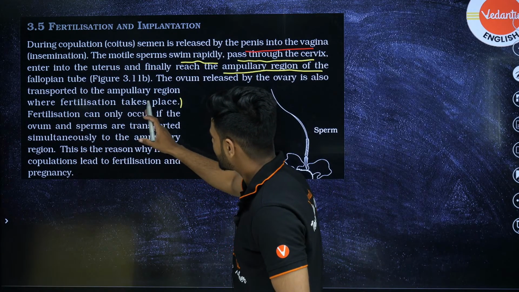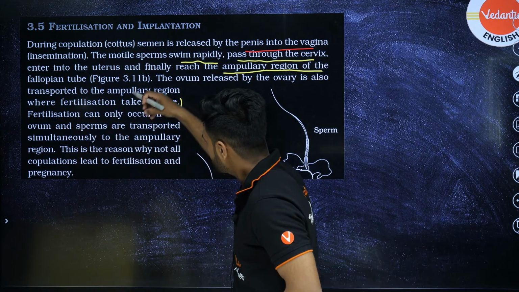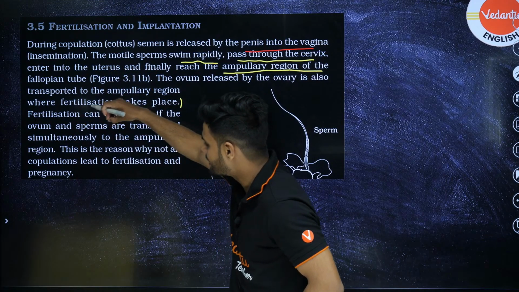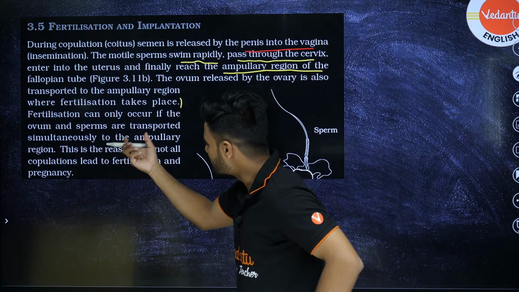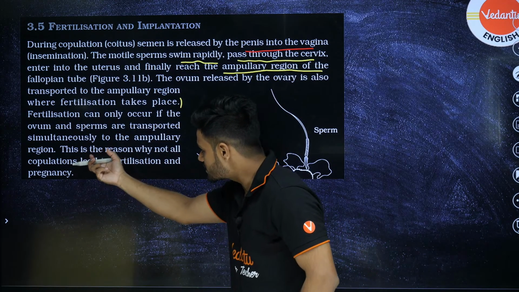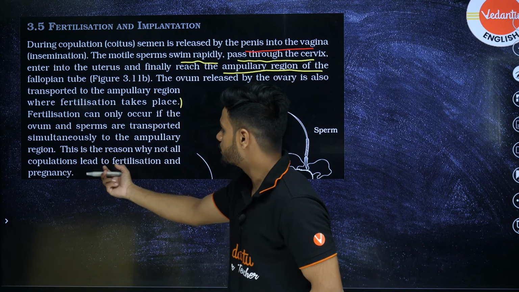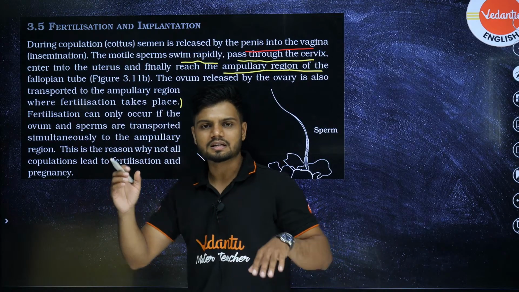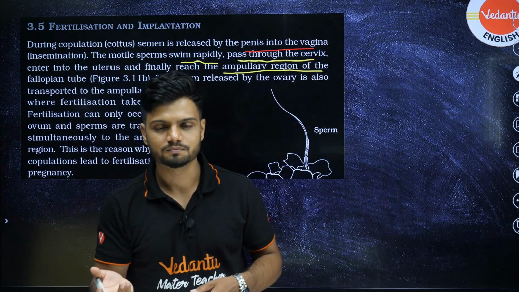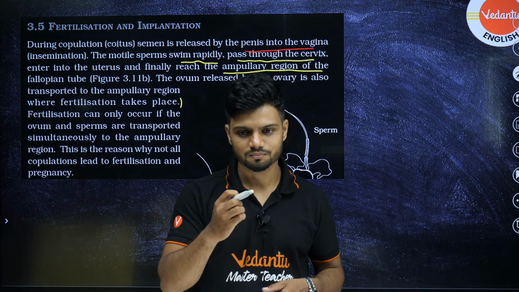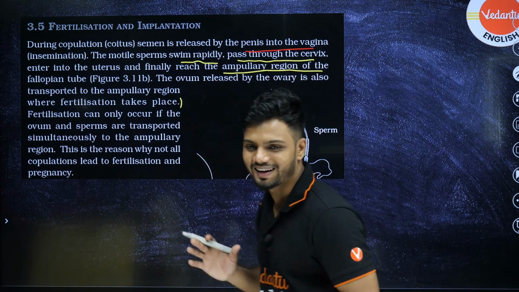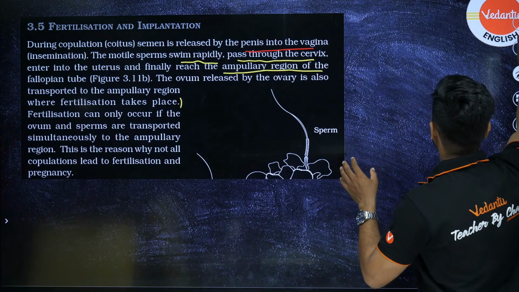Fertilization can only occur if the ovum and the sperm are transported simultaneously. The meaning of simultaneously is at the same time, same time to the ampullary region. This is the reason why not all copulation leads to fertilization and pregnancy, because sometimes sperm is there, ovum is not there. Sometimes ovum is there, there is no sperm. So that is the main reason. Exactly, cilia.